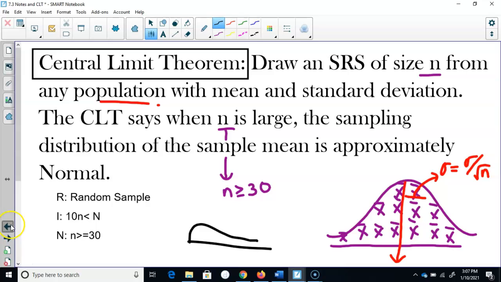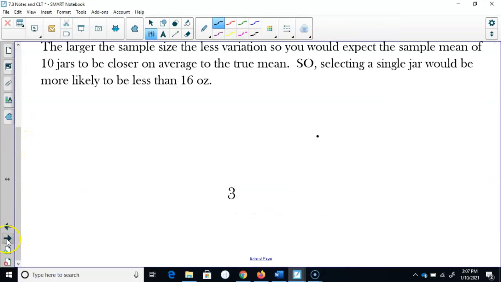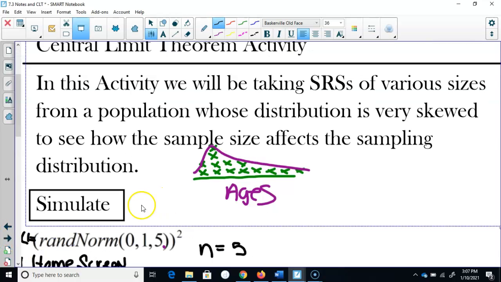Now, I do have this little activity that I did with students pre-pandemic. If you want to just take my word for it, you can stop right there and be done with the video. That's fine. But I'll quickly go through it. So basically, we're going to simulate. I had them simulate this.